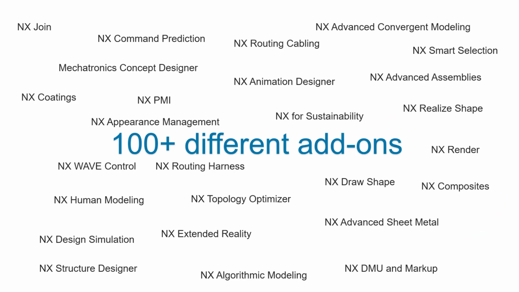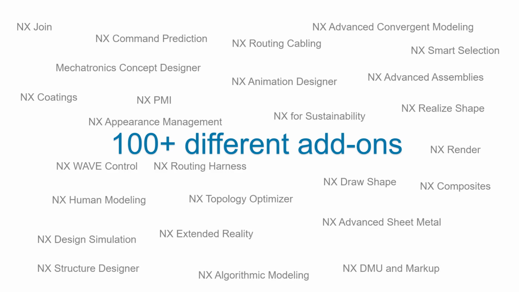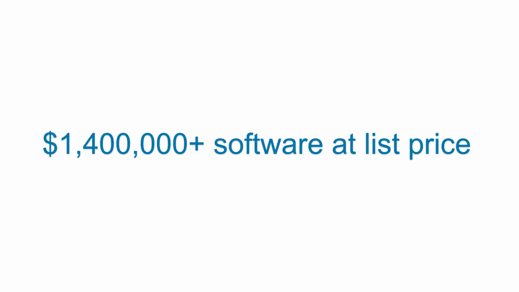Now, I said that there's over 100 different add-ons, 100 different products. It's really amazing to think that there's that many modules that you could use. At list price, it's over $1 million of software. So the question is always, how do tokens work?